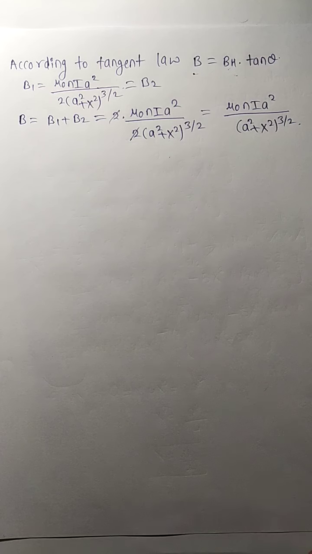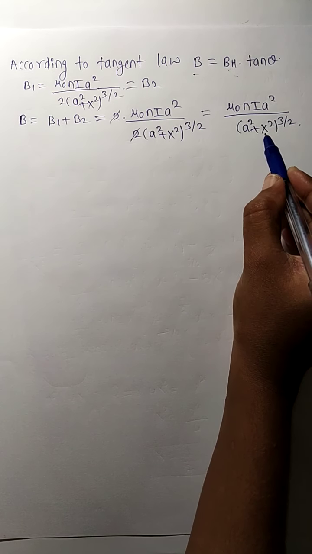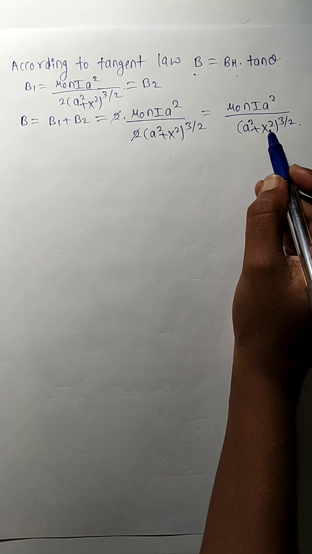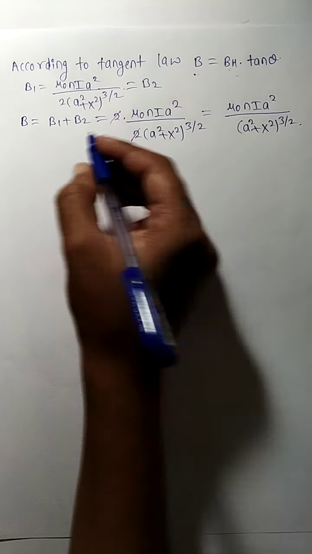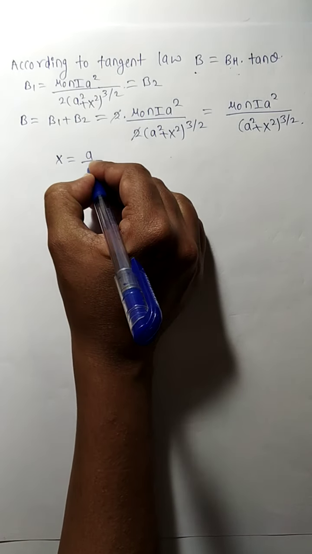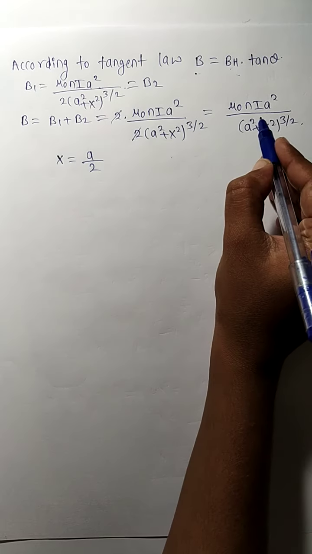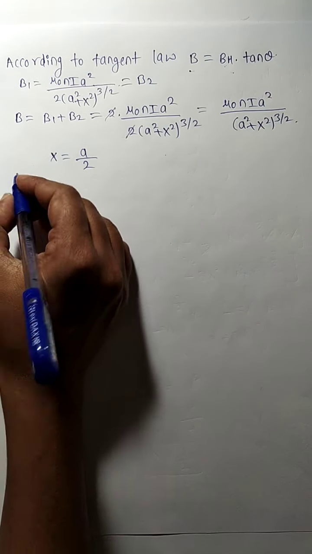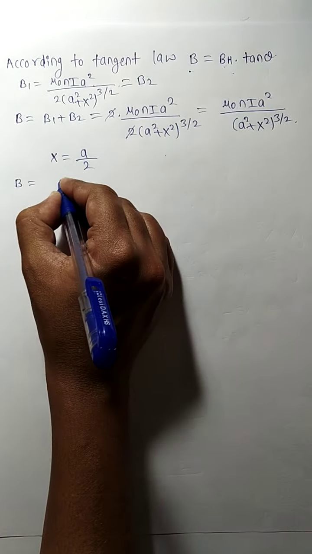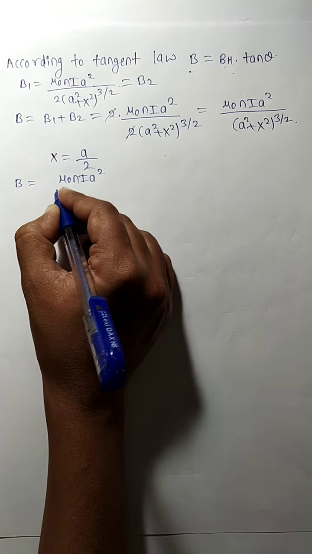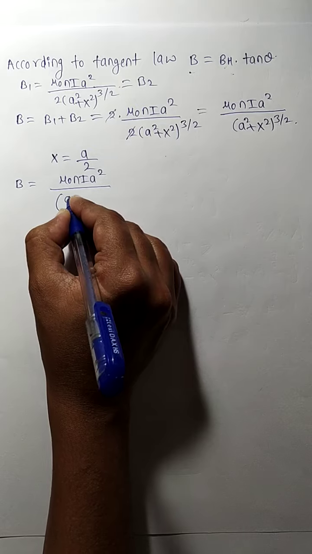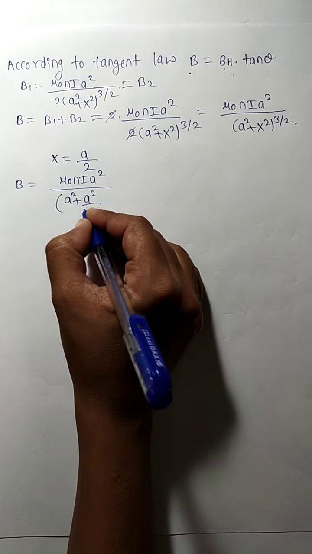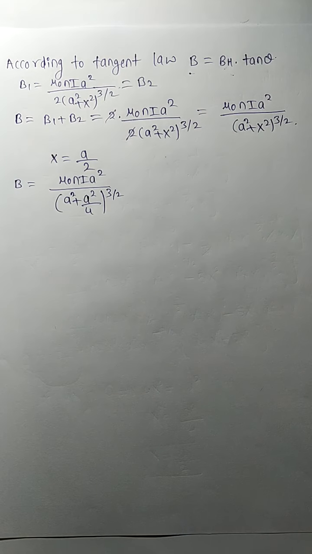And just before, we proved one thing, that is the X value in terms of A. The needle position means the X value should be at half of the radius, that is X is equal to A divided by 2. So I will substitute X is equal to A divided by 2 in this equation. What would I get? B is equal to mu naught N i A square as it is, divided by A square plus X square, that is A square by 4, raised to 3 by 2, isn't it?